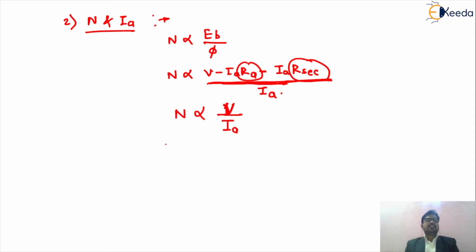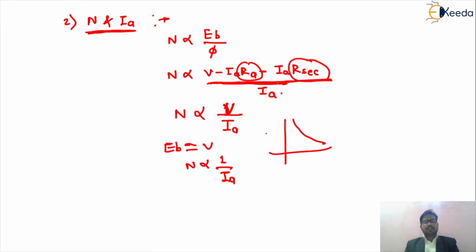But as we know, the back EMF tends to the value of V. So from that we get one concept: speed is inversely proportional to the current. So we are getting the speed versus armature current characteristics of the DC series motor. According to that expression, the characteristic is basically a hyperbola. It means that while we increase the current, the DC series motor speed will be reduced. We get this from the basic fundamental equation.